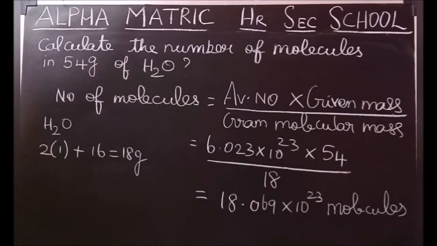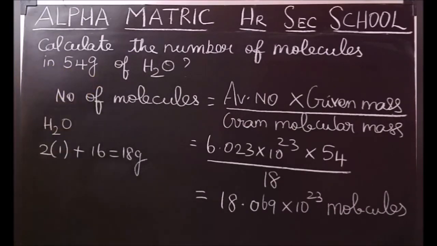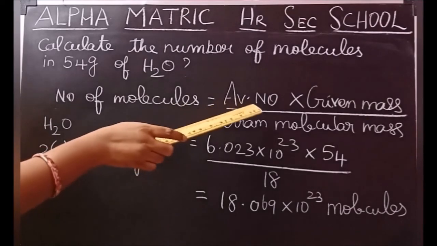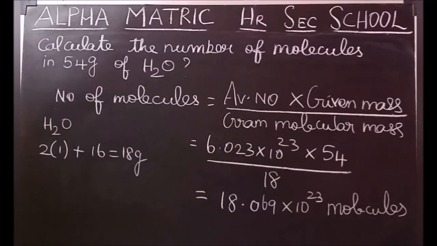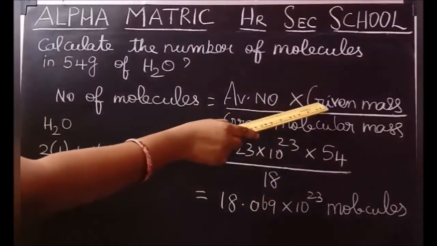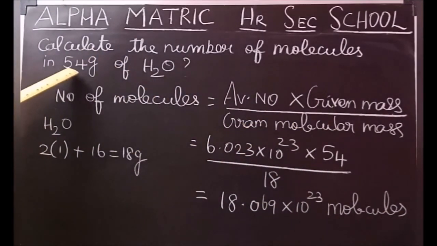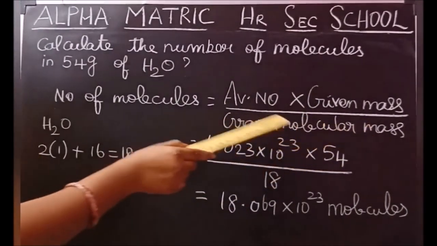Calculate the number of molecules in 54 gram of H2O. See the question. 54 gram. Gram means the mass data is given. You are asked to calculate the number of molecules. The number of molecules equal to Avogadro number into given mass by gram molecular mass. Avogadro number 6.023 into 10 power 23 into given mass. What is it? Given mass is 54 gram, 54 divided by gram molecular mass.